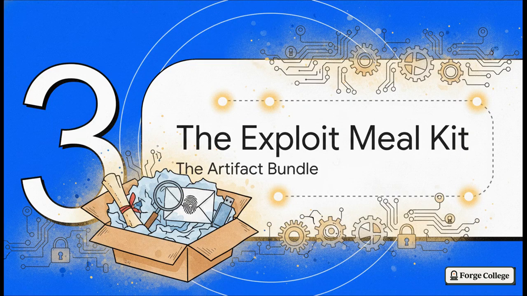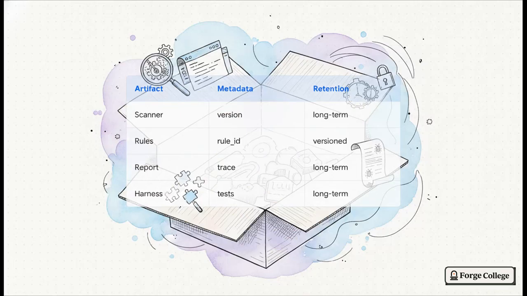Section 3. The exploit meal kit. Let's talk about packaging the perfect artifact bundle for the next team. So let's unbox this meal kit together. Every bundle you make must meet a minimum contract. You need the scanner raw output, the custom rule source you wrote to actually find the Web3 exploit, the annotated debug report, and of course, your reproducible test harness. You also need all the required metadata, specifically tool versions, rule IDs, and finding traces, all kept under a strict long-term retention policy.